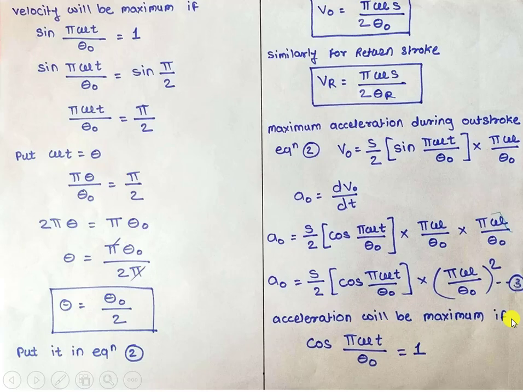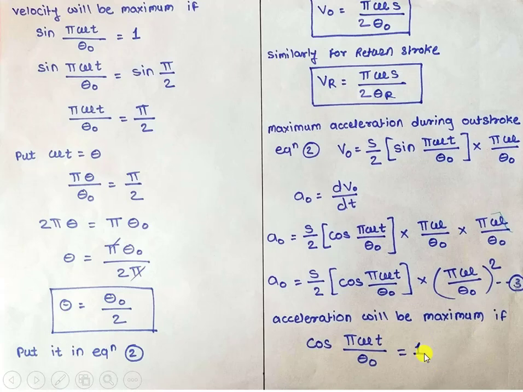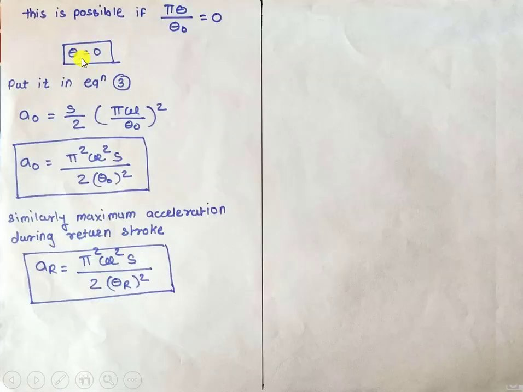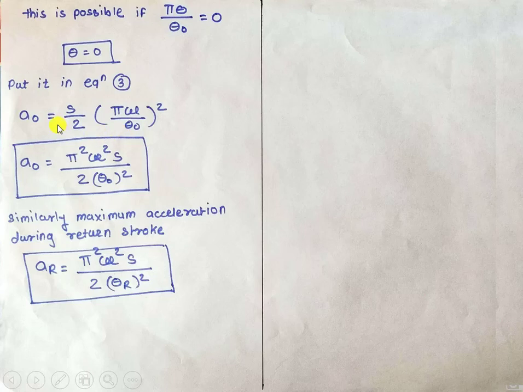Now acceleration will be maximum if this cos term, cos pi omega t upon theta O, will be 1. If this term is 1, then we will get the maximum acceleration. This is possible if pi theta upon theta O will be 0, because cos 0 is equal to 1. That's why, if we put theta equal to 0 in this equation, then we will get the maximum acceleration, and that will be AO is equal to pi square omega square S divided by 2 times theta O square. Similarly, the maximum acceleration during the return stroke can be calculated as AR is equal to pi square omega square S divided by 2 times theta R square.